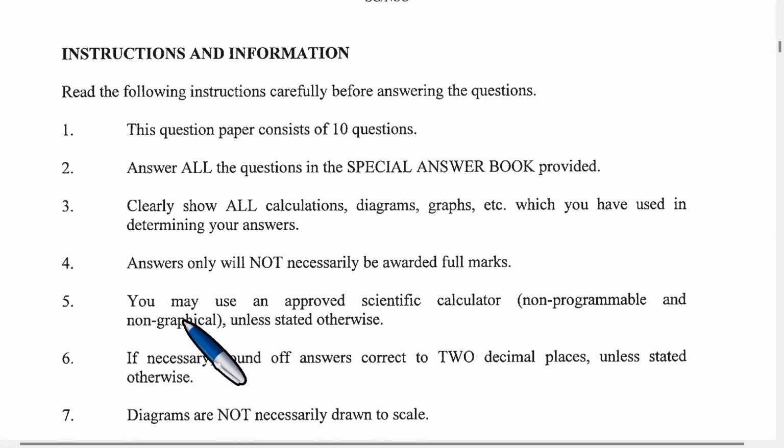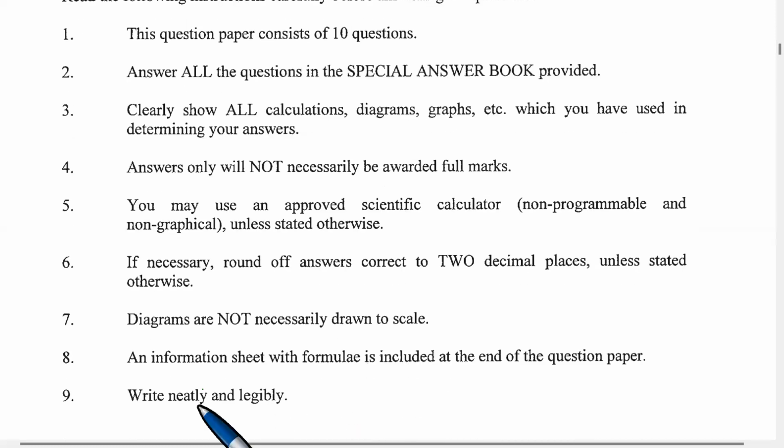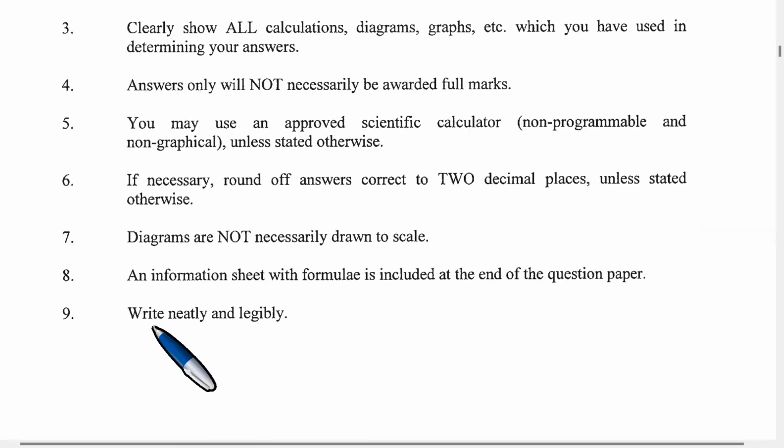You may use an approved scientific calculator, non-programmable and non-graphical, unless stated otherwise. If necessary, round off answers to two decimal places unless stated otherwise. So this is sort of the general instruction. Diagrams are not necessarily drawn to scale. An information sheet with formulas is included at the end of the question paper. Write neatly and legibly.